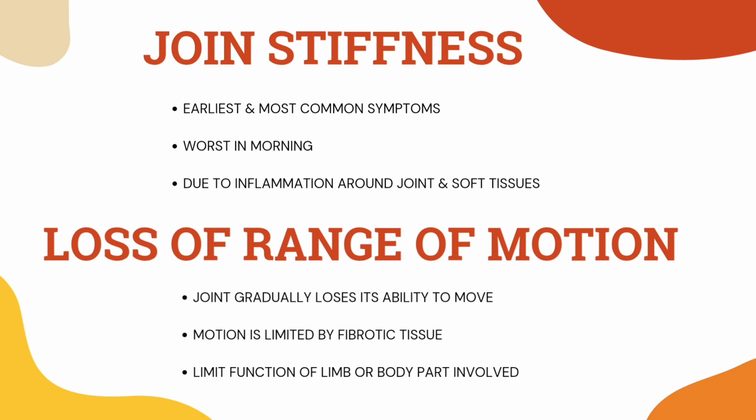The second one is loss of range of motion. The joint gradually loses its ability to move through its normal arc. In fibrous ankylosis, motion is limited by fibrotic tissue. In bony ankylosis, bones actually fuse together, causing complete immobility. This limits the function of the limb or body part involved.